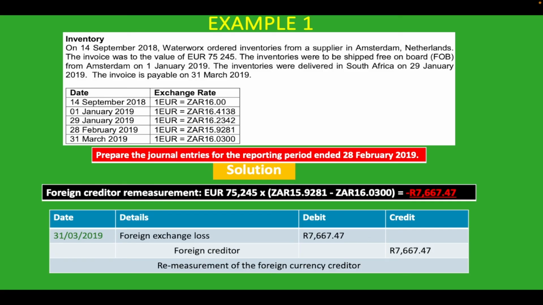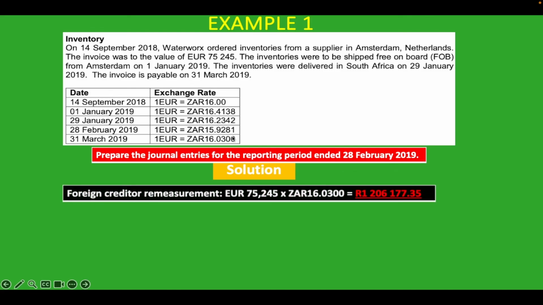It's going to be easy. We're just going to debit our foreign creditor and then credit our bank. What is the amount that we're going to pay the foreign creditor? Well, we can just take the euros, 75,245 euros multiplied by the date at which we are paying the foreign creditor, 16.0300. And here's how it's going to look. That gives us 1,206,177 rand 35 cents. That's how much we're paying the foreign creditor on the 31st of March 2019.